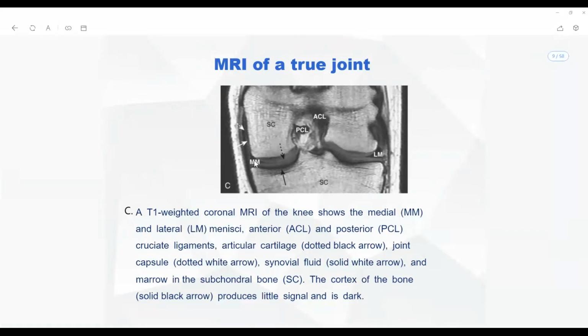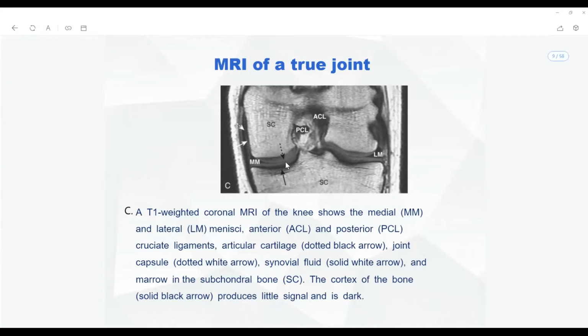There is a meniscus present in the knee joint, which is the medial meniscus and the lateral meniscus. Then we are going to look at the cruciate ligaments, which are the anterior cruciate ligament and the posterior cruciate ligament. And then we have the articular cartilage. Right, this is the articular cartilage.